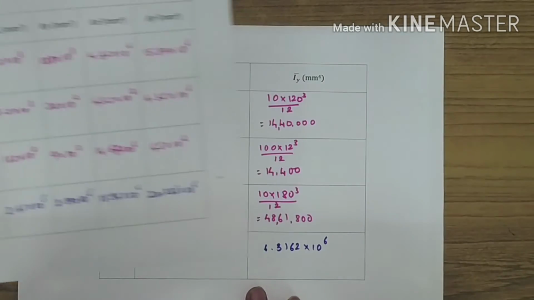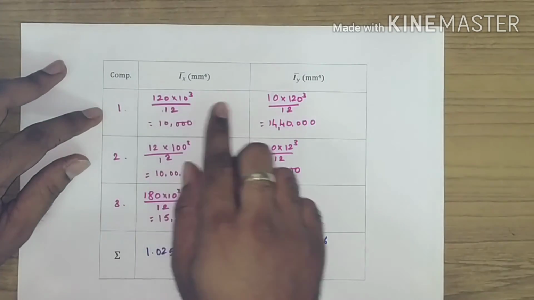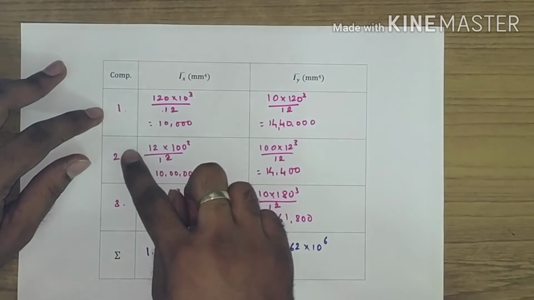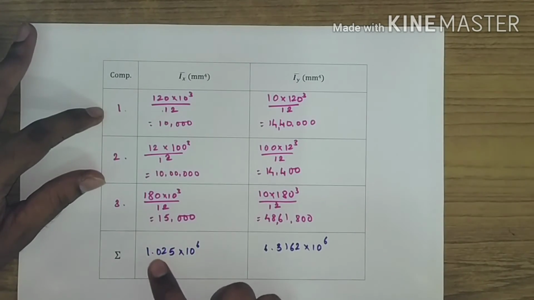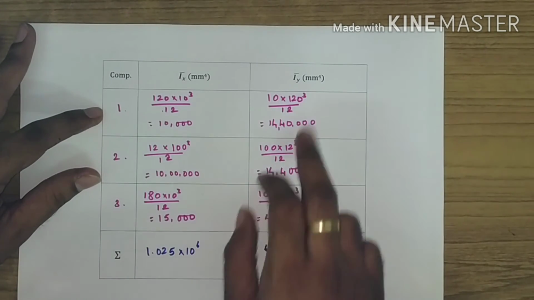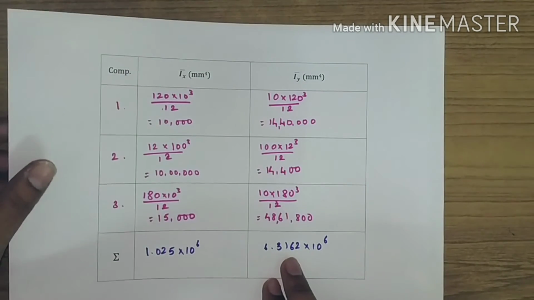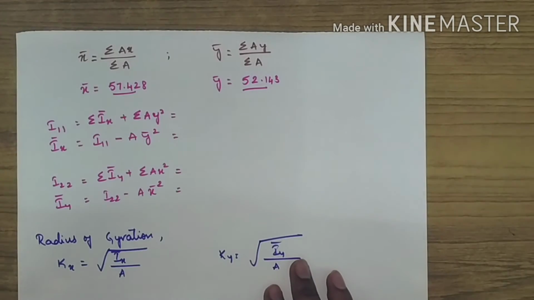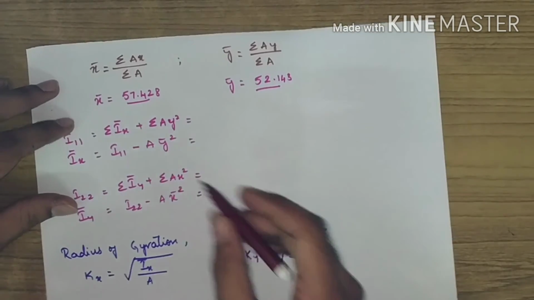Now also you need to calculate ix bar and iy bar, that is bd cube by 12 and db cube by 12 for each of the components. And also we require its summations, right? So that's why we have computed that: summation of ix bar is 1.025 into 10 power 6, and summation of iy bar is 6.3162 into 10 power 6. Now we'll just have to substitute all the values in the formulas which we have written.